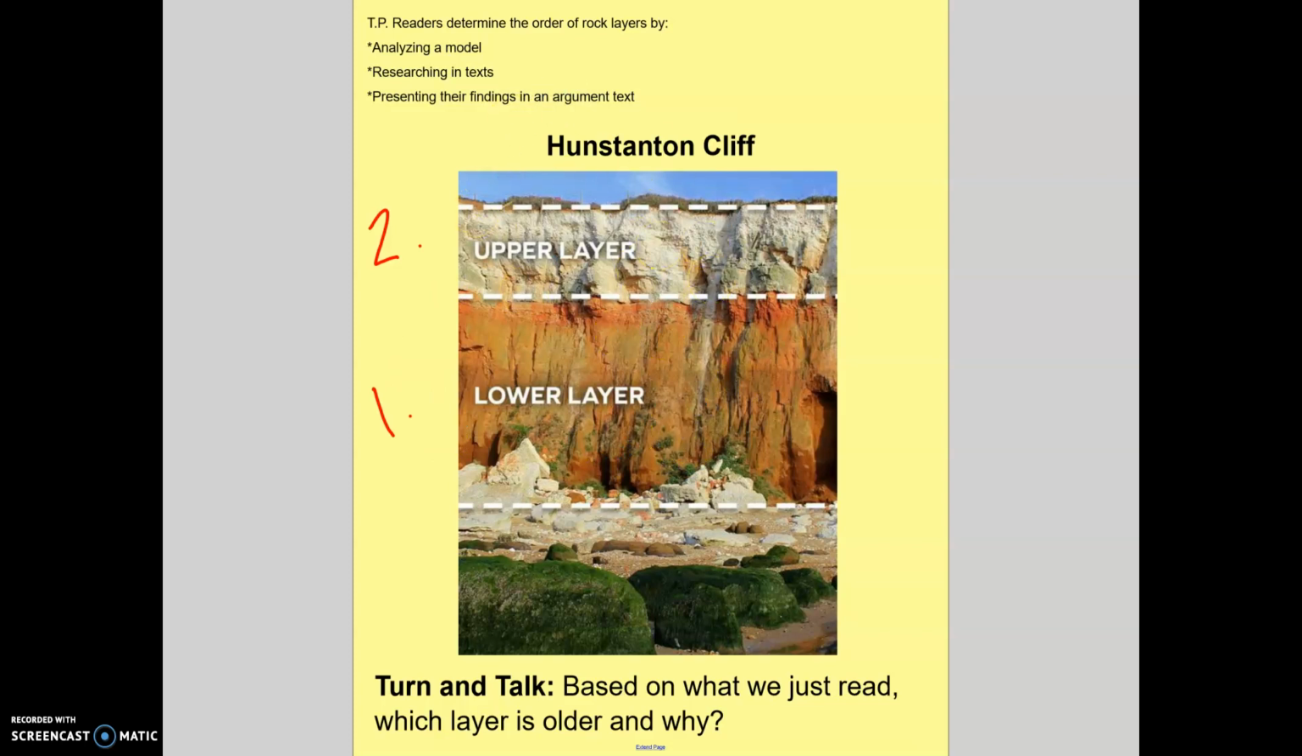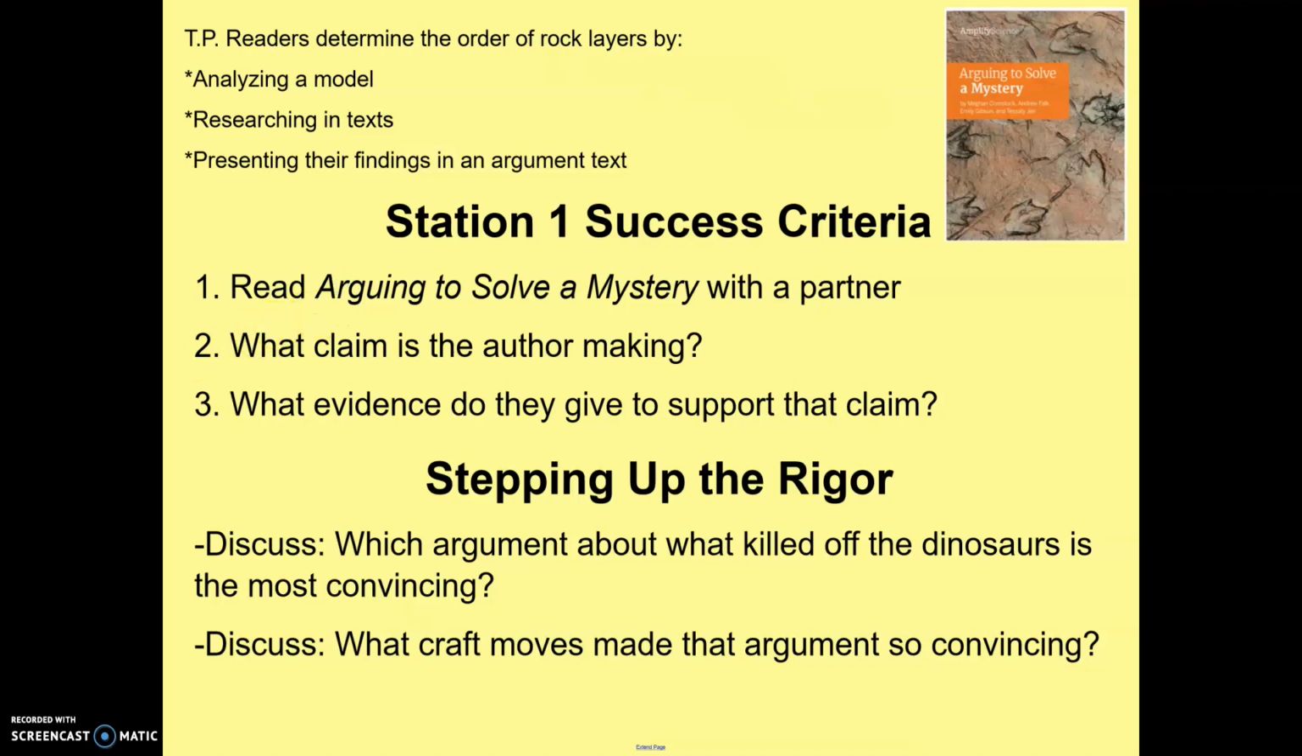All right, guys, your job today is to read this book, Arguing to Solve a Mystery. It'll be on Google Classrooms for you. And I want you to find what claim the author is making. That means like the main idea or their point. What are they trying to say by writing this book? Then I want you to find what evidence the author gives to support that claim. You'll be doing this in a jot in a Google Doc on Google Classrooms.